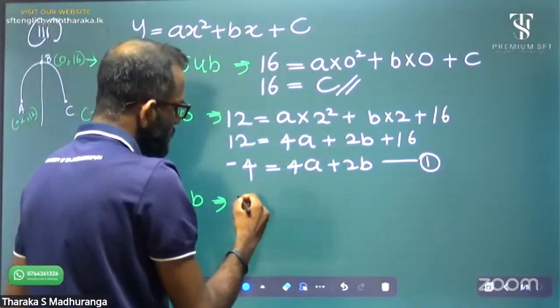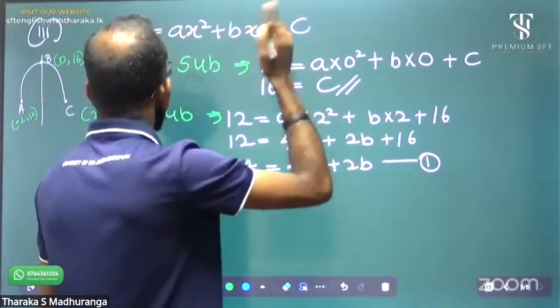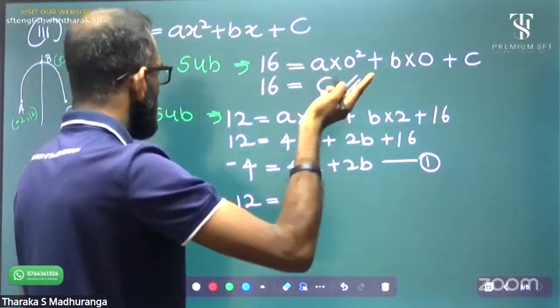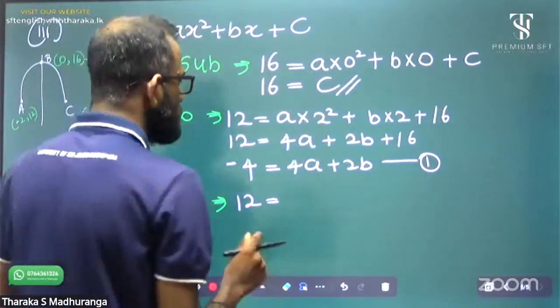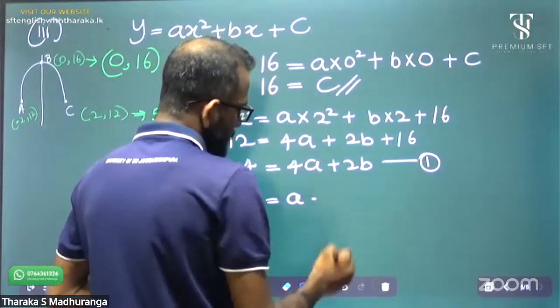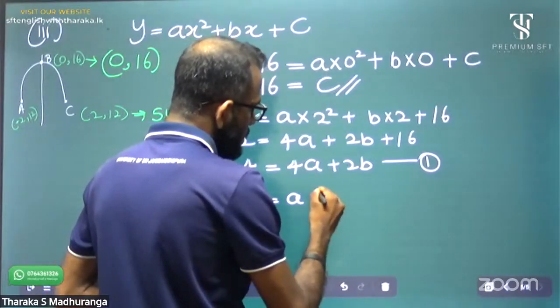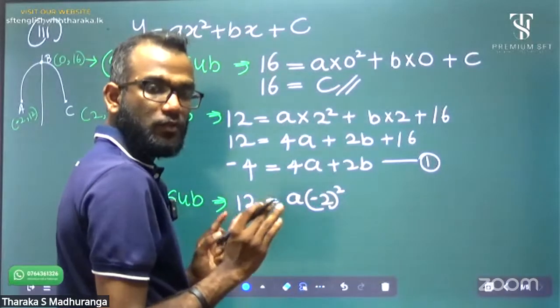Y value 12 equals ax squared. Now you have to be careful: the x value is minus 2, not plus 2. A into minus 2 squared.